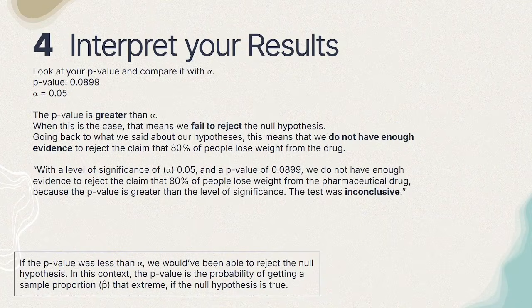And finally, the results. We interpret our p-value: 0.0899 is greater than our alpha of 0.05. Whenever the p-value is greater than alpha, we fail to reject the null hypothesis. In plain language, we do not have enough evidence to reject the claim that 80% of people lose weight from the drug. The test was inconclusive.